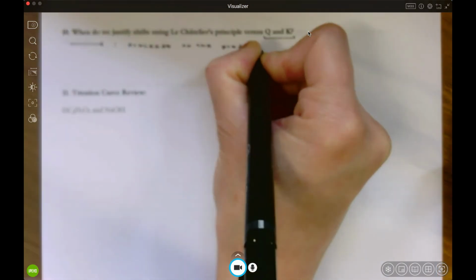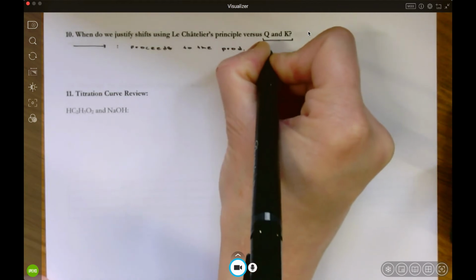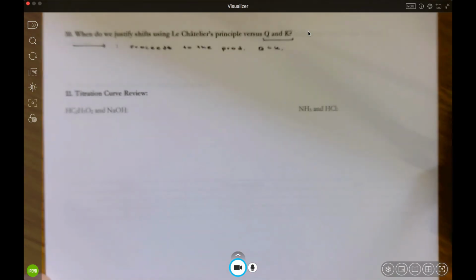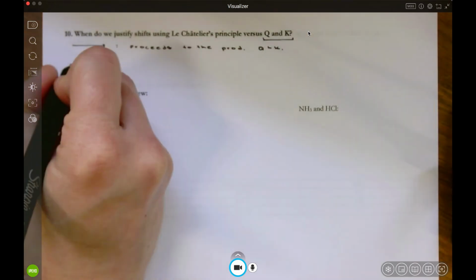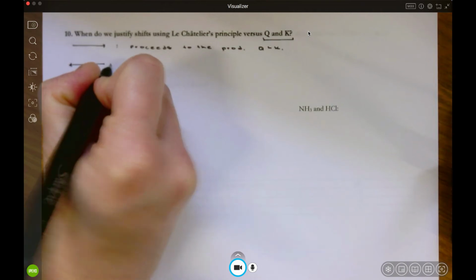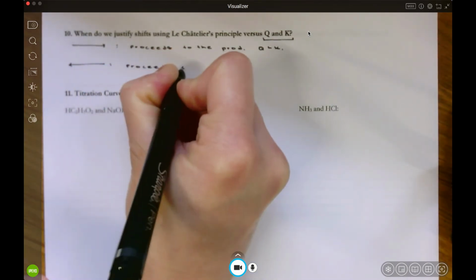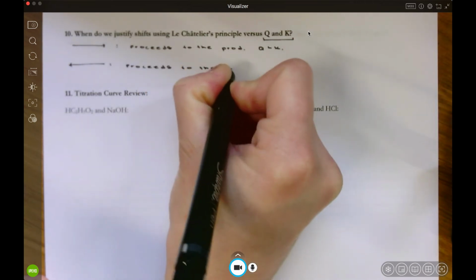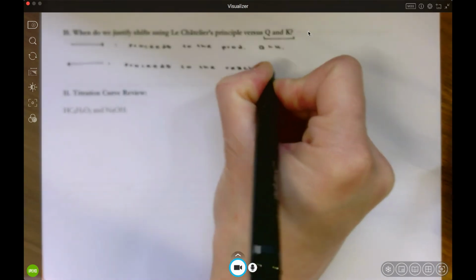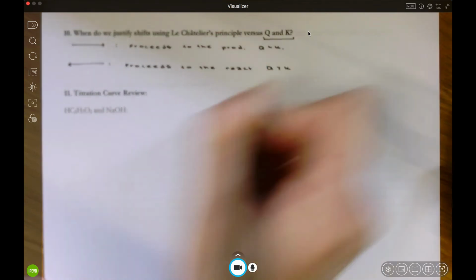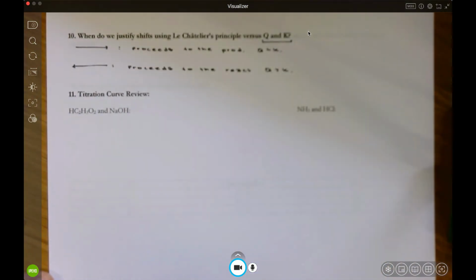And the reason why is because Q is going to be less than K. That's why it shifts, in order to make Q big enough so that it can reach K. That's why it shifts to the products. Q is too small. It has to go to the products so that Q can equal K, and you can go back to being in equilibrium. If you're shifting to the left, you would say it proceeds to the reactants. And the reason why is because Q is too big. Q is greater than K.